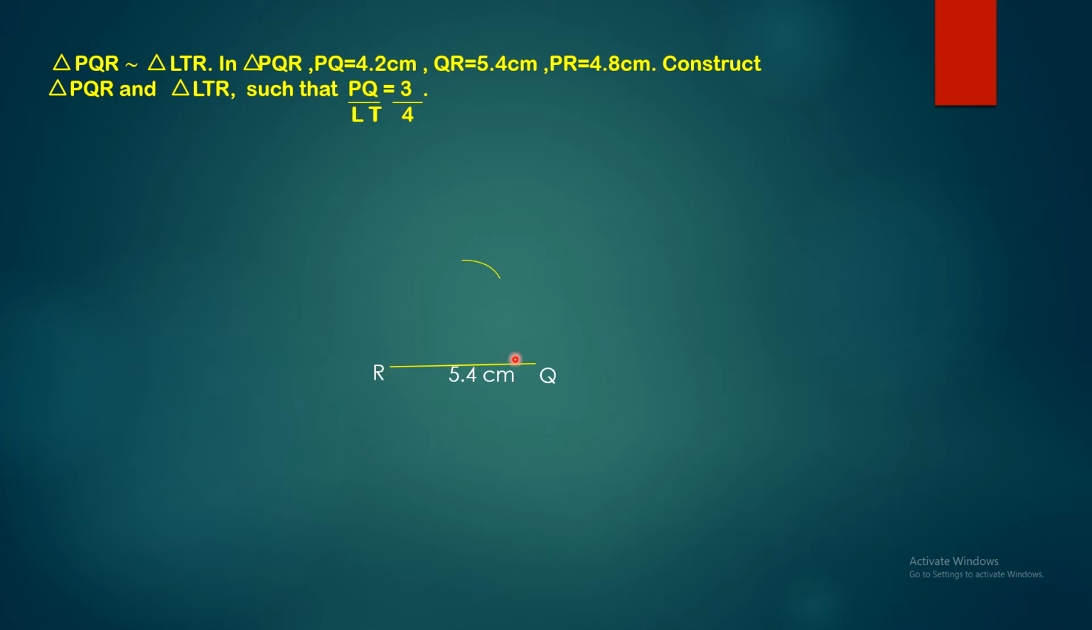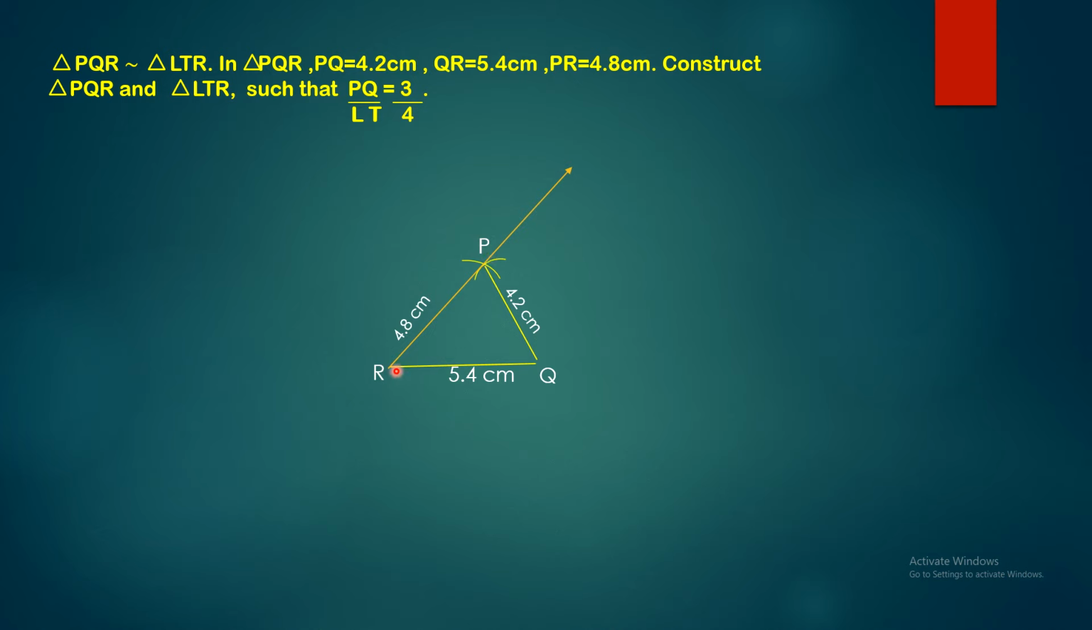Now we have to draw PQ. PQ has length 4.2 cm. So from point Q, draw an arc of 4.2 cm. We will get a new point. Join this point and name it as point P. This is our required triangle PQR. Okay. Now, this line we have extended because we will need this in construction.